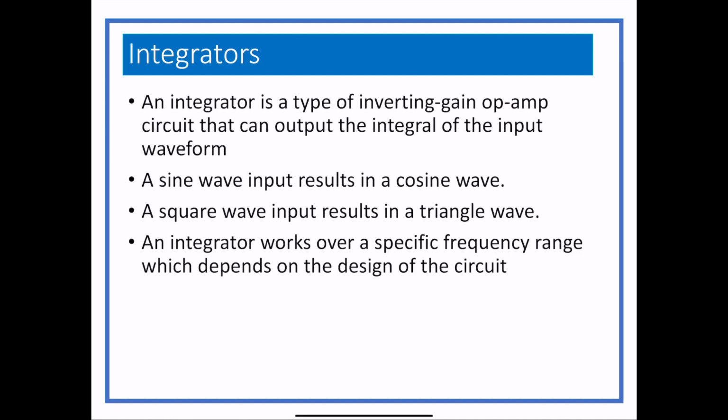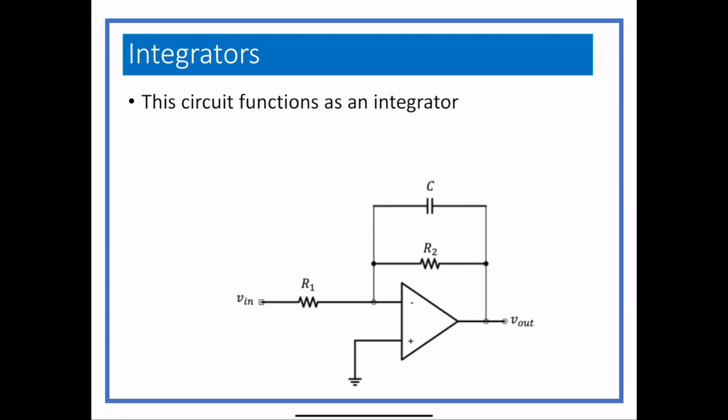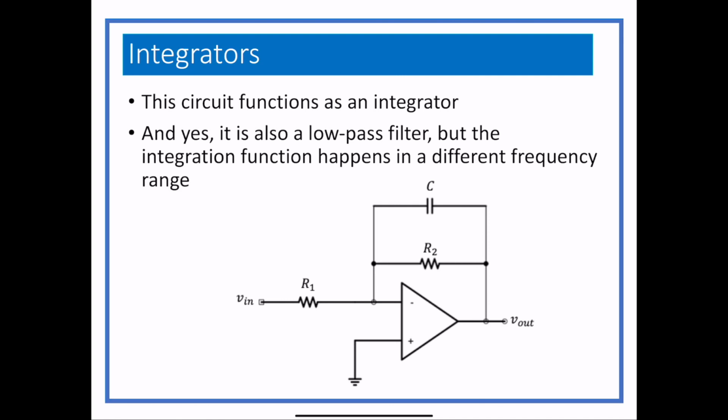But this is the difference between integrators and what we just covered. They work over a certain frequency range that depends on the design of the circuit. They don't work at all frequencies. So what do we do? Well, we're going back to the low-pass filter. The low-pass filter, you noticed, passes frequencies at a certain area. They just go right through and they work. But it also integrates at other frequencies that are not used in the low-pass part.